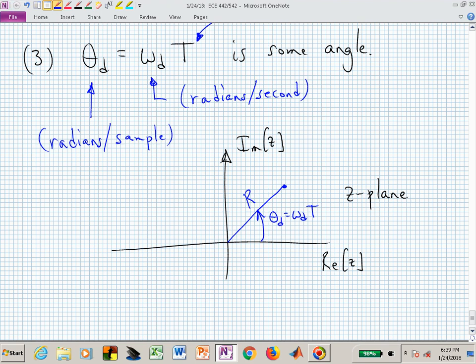So the first sample, we're at, let's say, 4.58 degrees. At the second sample, we're at 4.58 plus 4.58, or about 9 degrees. And we just tick our way around that circle in the z-plane. We're spiraling in or out depending on what r is. If r was 1, we would be stuck on the unit circle and we would just be moving that amount of angle, theta sub d, at each sample.